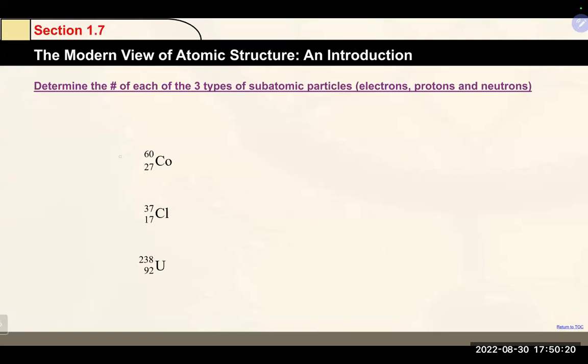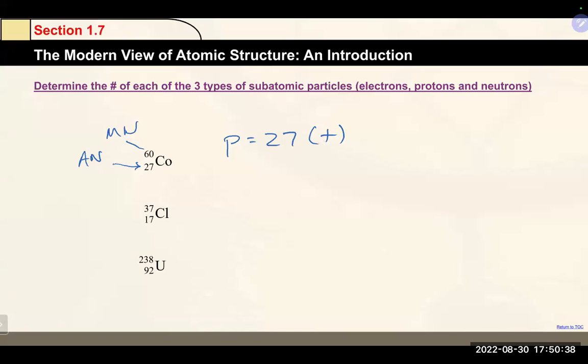And if we take a look here, we know the bottom number is our atomic number. The top number there is our mass number. So the atomic number does tell us the number of protons. So in this case, we should have 27 protons.